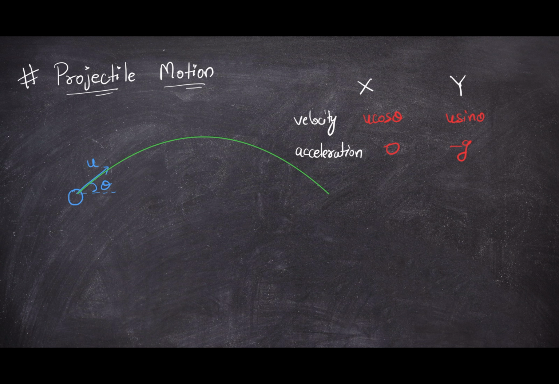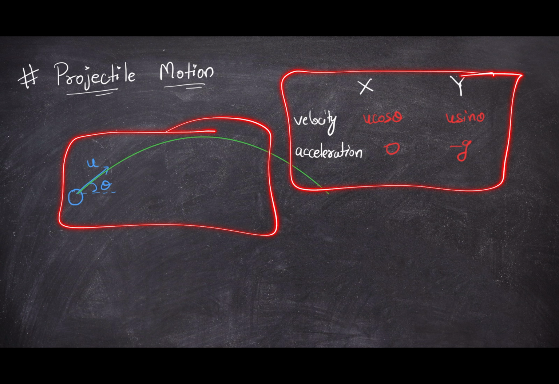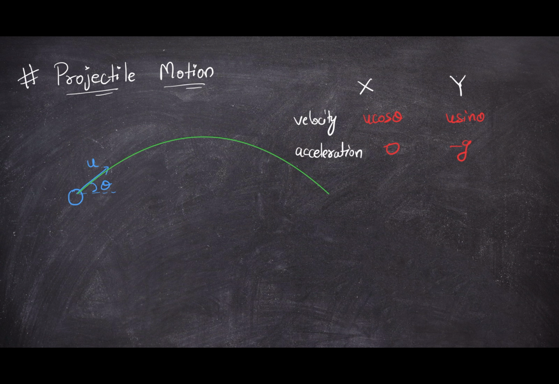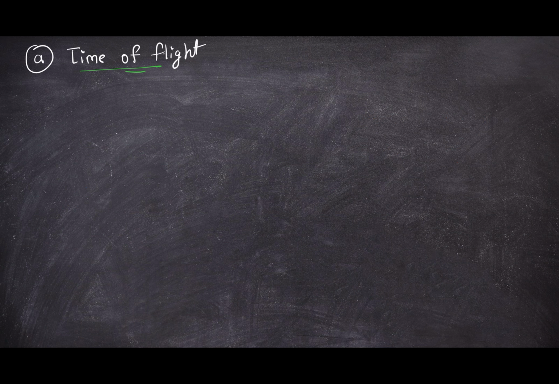Whenever a question like this comes, always remember to convert this into a table format. Just write the velocity in x and y and acceleration in x and y. Okay, now we are going to discuss the rest of the portion in the next part. First we are going to discuss time of flight. Time of flight is nothing but for how much time the object is in air.